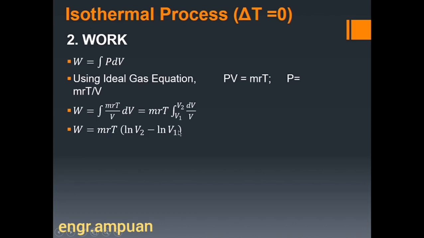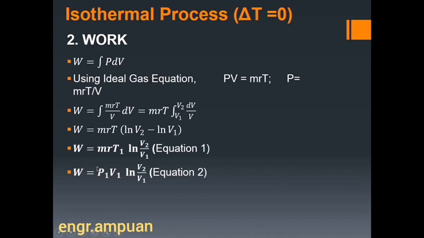And then using the logarithmic properties, we can have m times the ideal gas constant, times the initial condition for temperature, times ln of the final volume over the initial volume. So this is equation number 1 for the work under isothermal process.